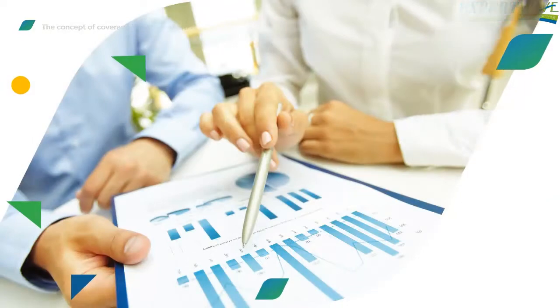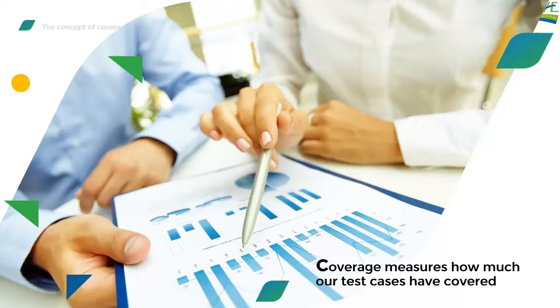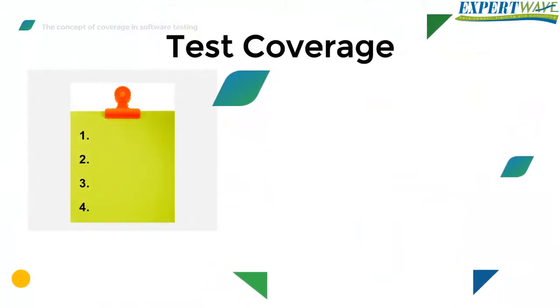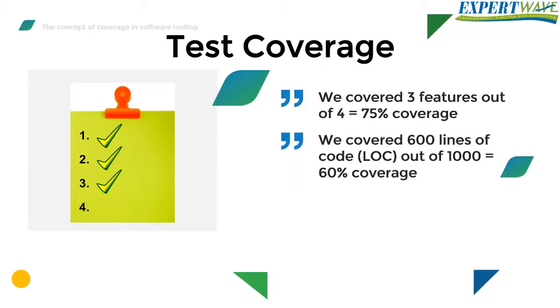So when we can count some things in the application and also tell whether the test cases are covering those things of the application, then we can say how much our test cases have covered. For example, if we have 4 features and we tested only 3 of them, then our test coverage is 75% of the features. Or if we have 1,000 lines of code and our tests visited or exercised 600 of those lines, then our test coverage is 60%.